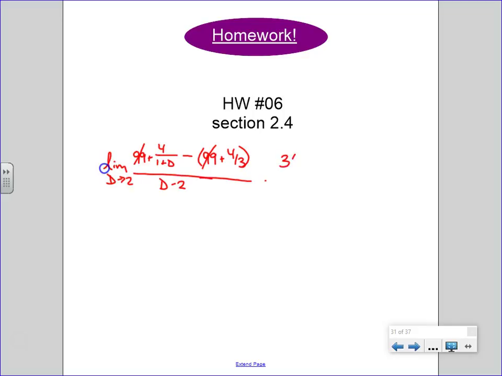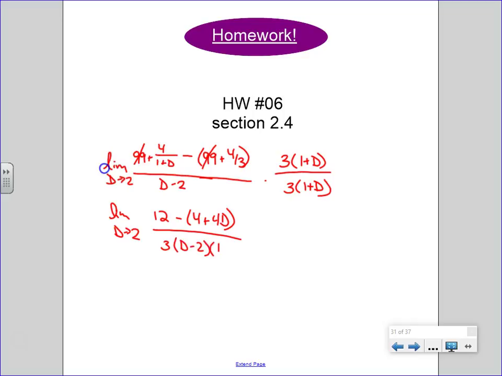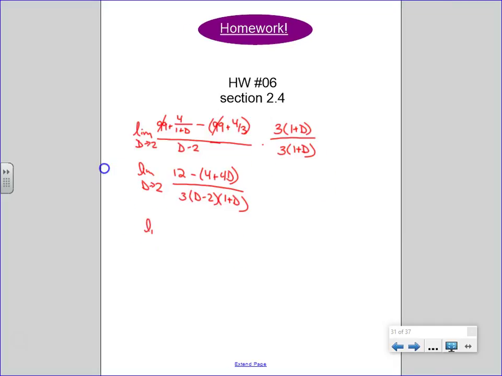multiply by 1 plus D. Why am I doing the 3 too? To get rid of the 4/3. Should have done that one too. It would make it a little bit easier. A lot easier. Then when I would have distributed in, I would have gotten 12 minus, distribute in, the 3's cancel, 4 plus 4D. And then I would have had 3D minus 2 times 1 plus D, at which point 12 minus 4 is going to be 8. 8 minus 4D, yeah, exactly. Then pull out the 4.